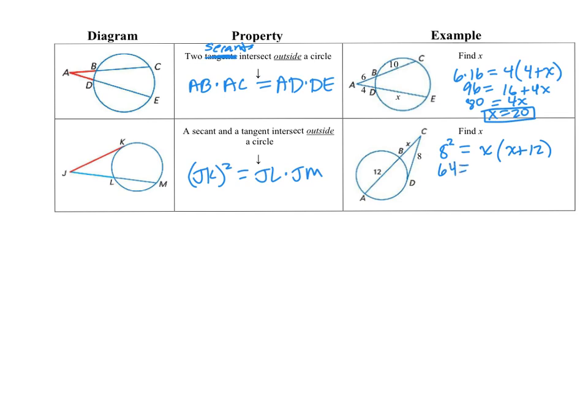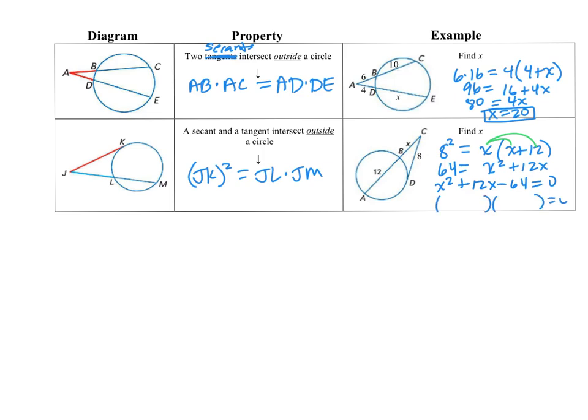64 equals, on the right, we're going to distribute and get rid of these parentheses. So we would have x squared plus 12x. Okay, so this is going to be a quadratic equation. I'm going to go ahead and subtract 64 from both sides, which means this side's going to be equal to 0. I'm going to turn the equation around also and just write it x squared plus 12x minus 64 equals 0. So let's solve this quadratic equation by factoring.